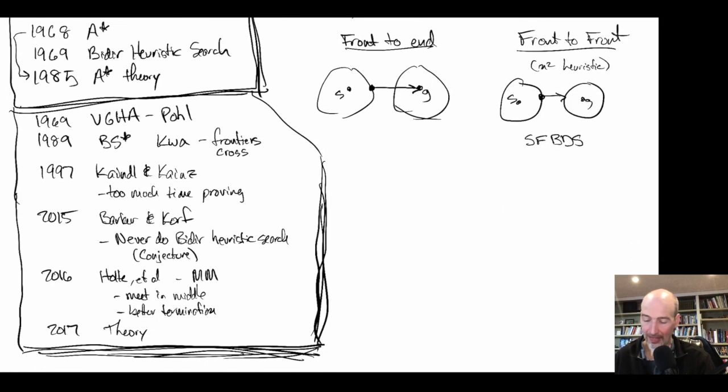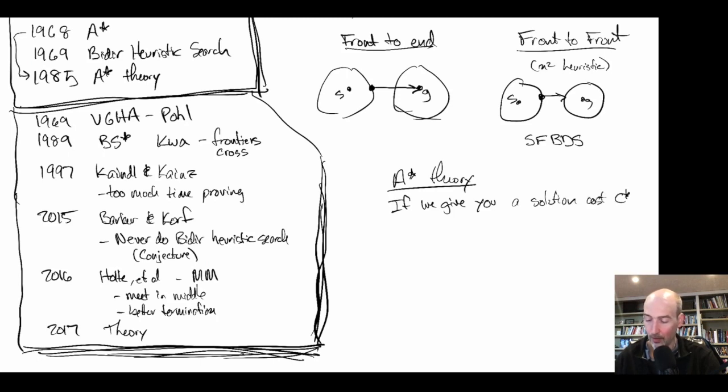Okay, so what is the A star theory? I believe this was in an earlier lecture. The theory is a little bit funny sometimes for practical problems, but you can think about this as: if we give you a solution with cost C star, what nodes do we have to expand to prove optimality? What states do we have to expand to prove optimality?